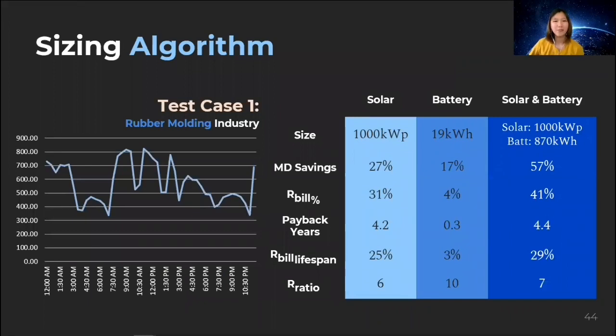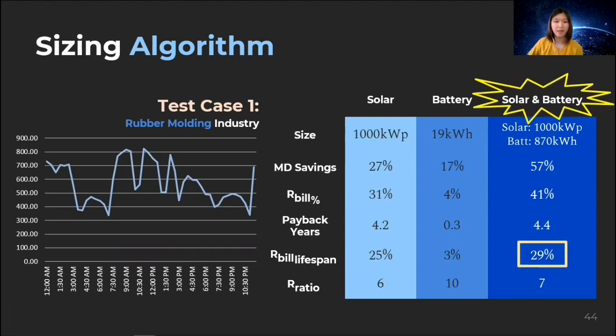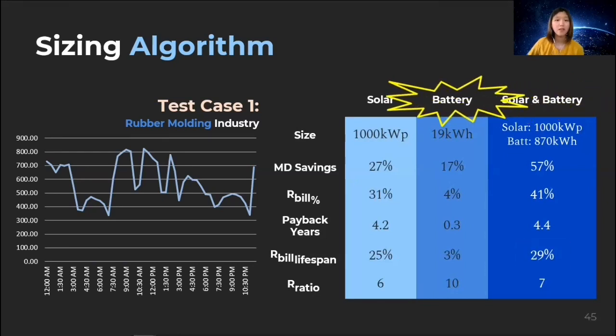For the sizing algorithm, tests were conducted on two different load curves for verification. For the first test case, data was taken from a rubber molding industry, where results from the sizing optimizations are shown here. In this test case, the most cost-saving option would be the installation of solar and battery, as it has the highest lifespan bill savings. However, if a customer wants the best value, which optimizes both payback years and lifespan bill savings, installation of battery only would be most favorable as it has the highest R ratio.